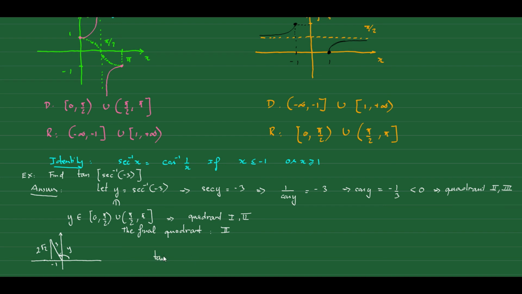So we can find tangent. Tangent of y will be tangent of inverse secant of -3. It will be opposite over adjacent. So tangent in quadrant 2 will be negative. Actually, it would be 2 square root of 2 over -1, right? Tangent is opposite over adjacent. So the answer will be -2 square root of 2. Okay. There you go. Alright, so that's simple.